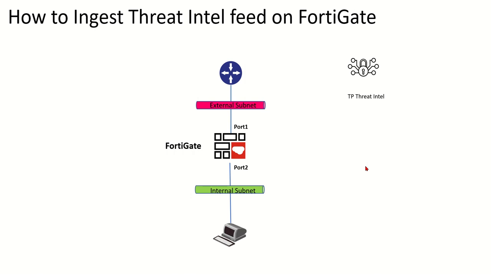Hello everyone. In this demo, I'm going to show you how to use third-party threat intel services in FortiGate. So the use case is, let's say you want to subscribe to third-party threat intelligence services, and you want to use those feeds in your FortiGate in order to protect your users or maybe your servers from the malicious IPs, malicious URLs, or maybe the malicious hashes that you want to block.